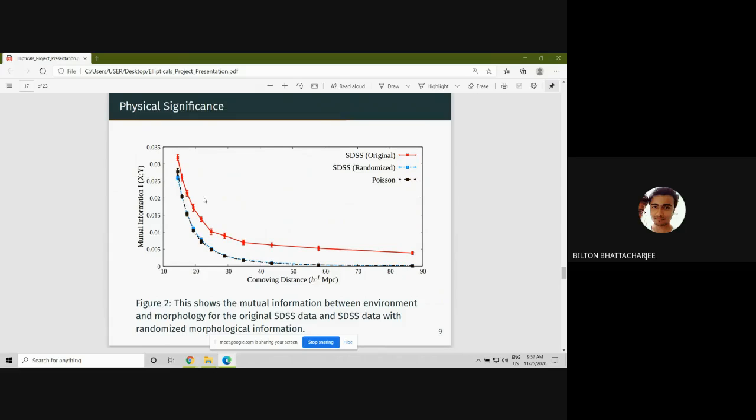But for these Poisson data sets, it is not zero. It has some positive value. This is because we are working with a finite sample, and so there are some fluctuations, and because of those fluctuations, we are seeing a positive MI. But this is less than the original data.